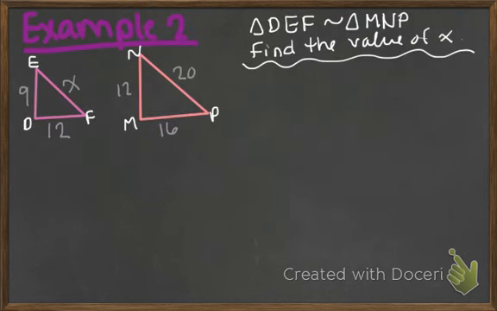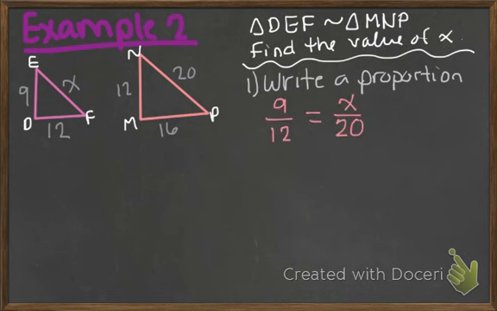Okay, so in this example we're going to use similar figures and proportions to find x. Basically, we're going to set up an equation based off of our proportional sides. So just pick two sides, one of them being x. I'm going to pick 9 and 12. So I have DE and MN, and then I'm going to look at EF and NP.